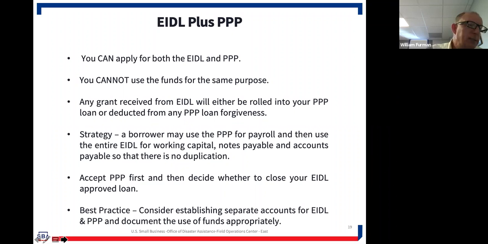And so, for instance, let's say you got a $100,000 PPP loan and you got a $10,000 EIDL grant. That EIDL grant is going to be deducted from your forgiveness. So in the end, you would still end up owing $10,000 on your PPP loan, or at least that's the information that we have today. Again, SBA is working through some more of this, and that is the way it stands as of right now.